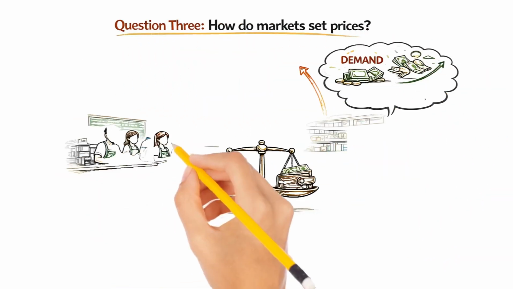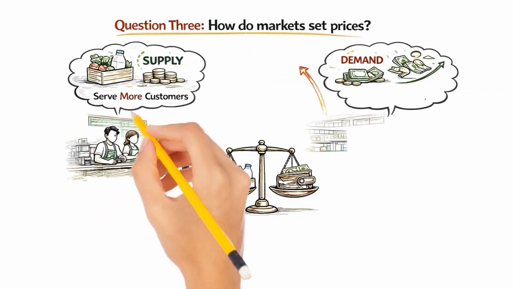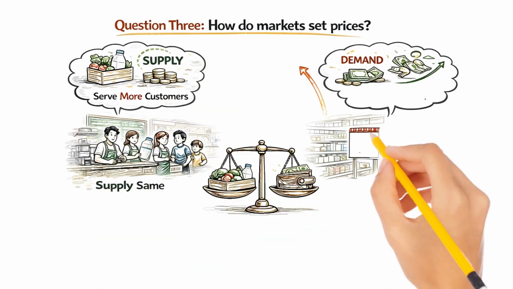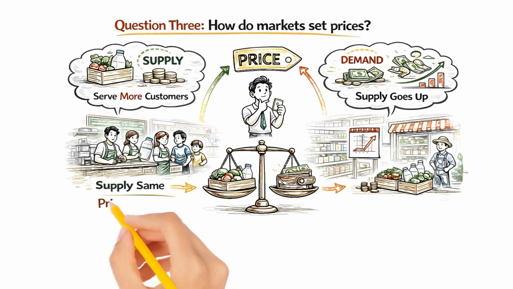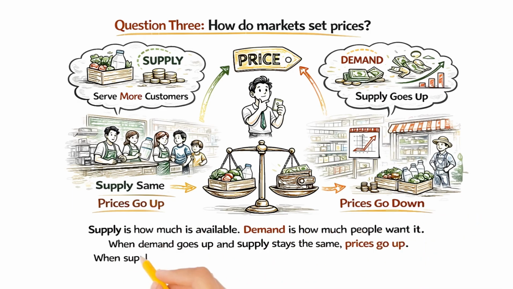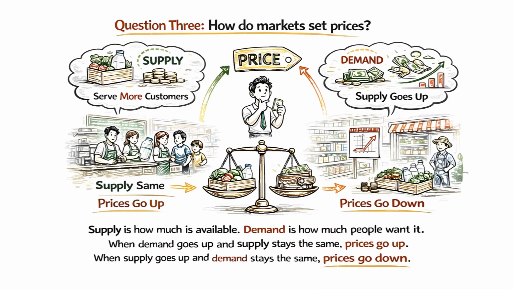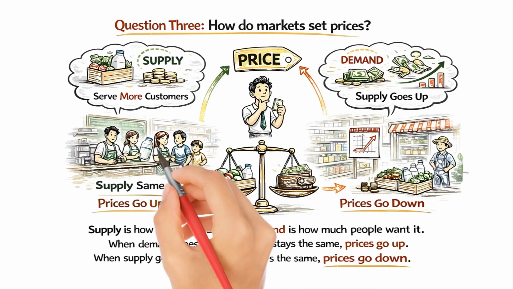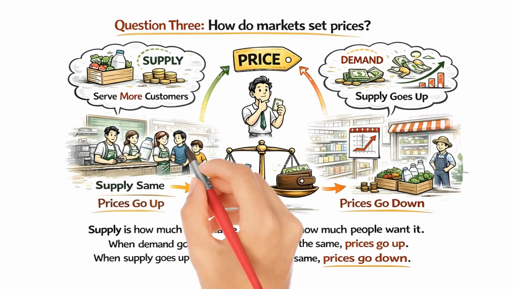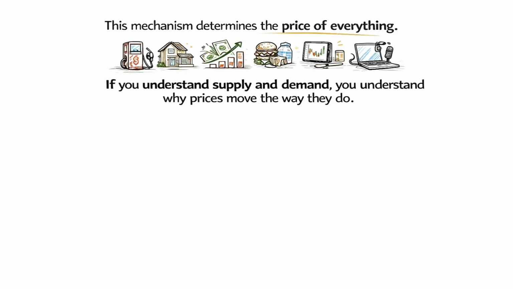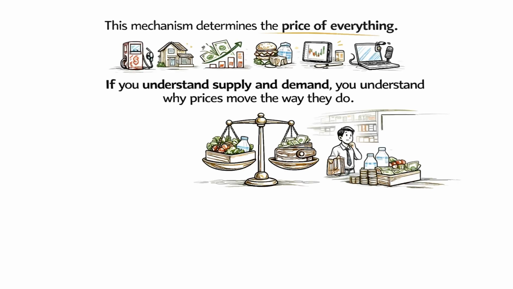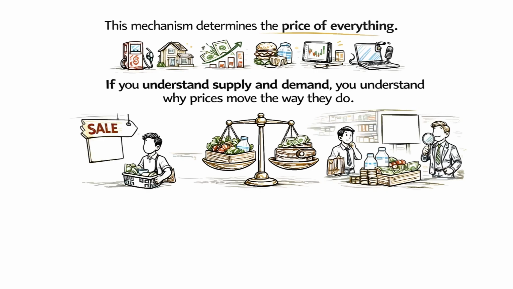Question 3. How do markets set prices? This is the most fundamental concept in all of microeconomics. Supply and demand. Supply is how much of something is available. Demand is how much people want it. When demand goes up and supply stays the same, prices go up. When supply goes up and demand stays the same, prices go down. This mechanism determines the price of everything: your salary, gas, houses, stocks, food, electronics, everything.